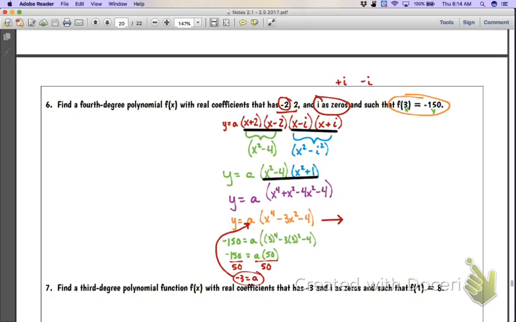So if I have y equals negative 3 times x to the 4th minus 3x squared minus 4, just distribute that negative 3 back into everything inside. So what is my actual function? Well, it's negative 3x to the 4th plus 9x squared plus 12.